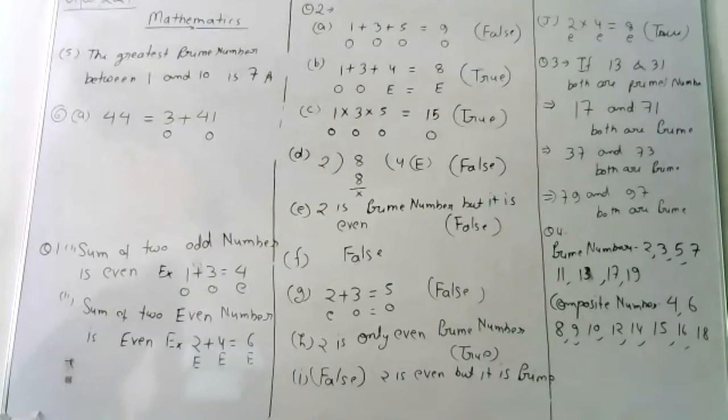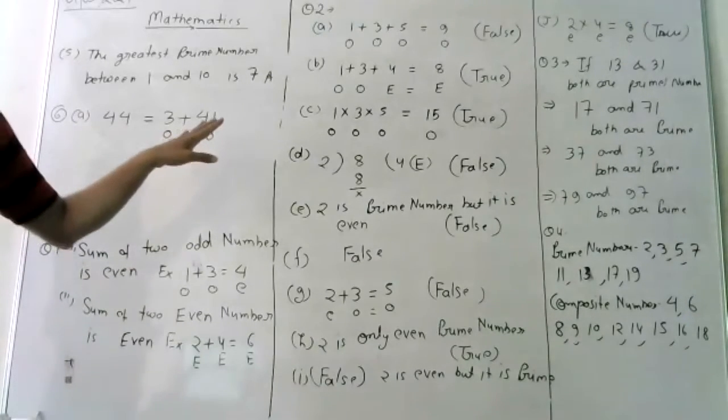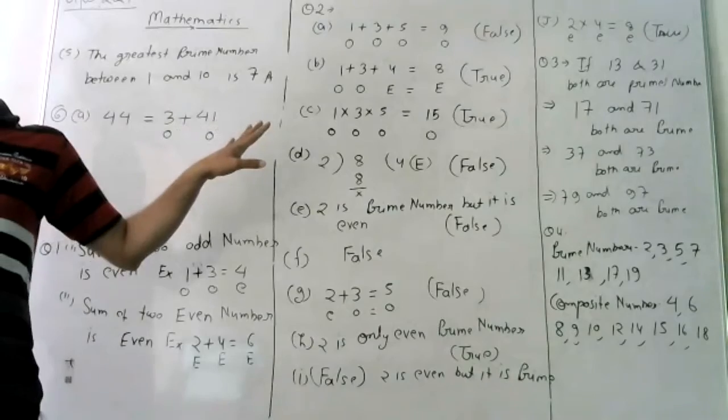Sir, what you just taught, 44 is equal to 3 plus 41, is that the 6th question? Yes, this is the 6th question. According to this question, express the following as the sum of two odd numbers. So 44 is represented in the form of a sum of two odd numbers, 3 and 41. Is that clear? Okay, sir.